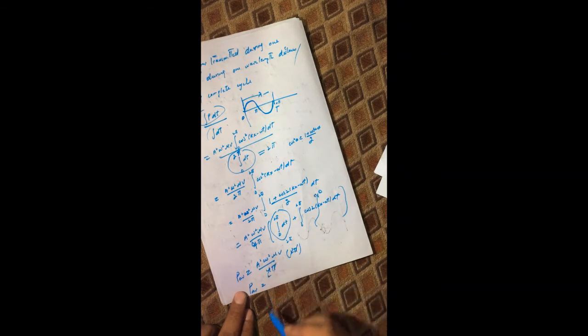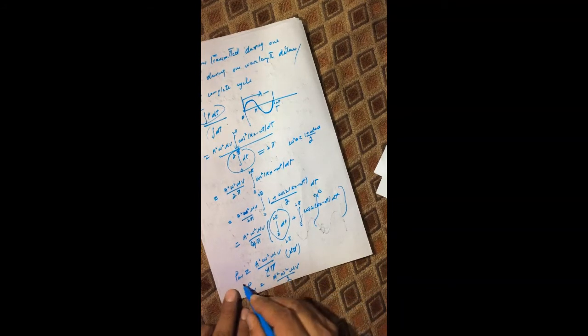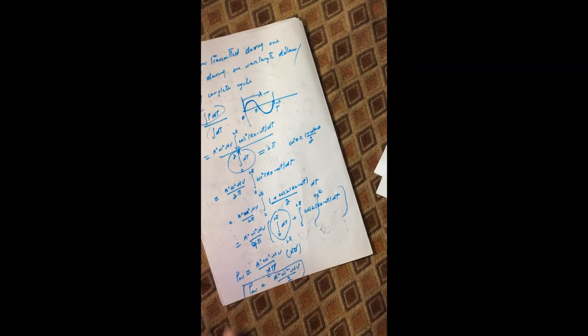So we have A²ω²μv over 2. This is the total power transmitted during one period, or during one wavelength distance, or during one cycle. Next we will calculate the intensity.